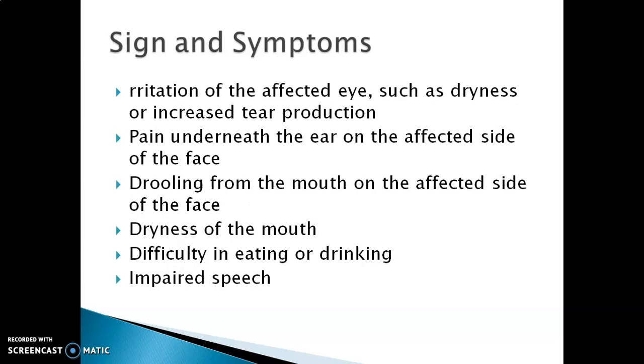All right. Then come the signs and symptoms. Sorry, it is a writing mistake. It is actually irritation. There will be irritation in the affected eye, such as dryness, or there might be increased tear production. Pain underneath the ear on the affected side of the face, or maybe drooping of the mouth on the affected side, as I told you before. Dryness of the mouth will be there. There will be no saliva. There will be impaired speech, or difficulty in eating or drinking. All right.